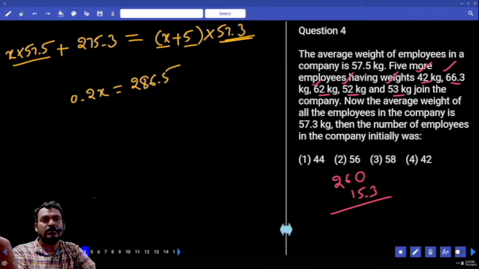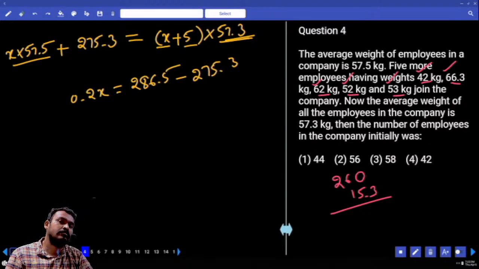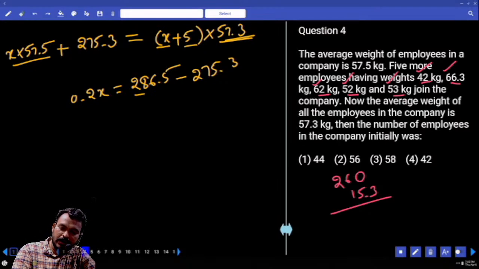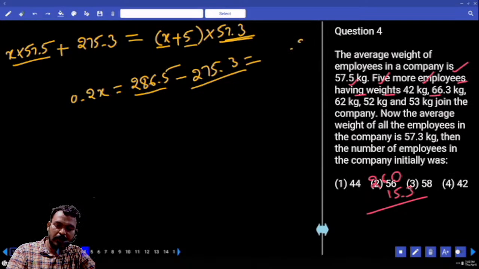560 plus 13 means 280 plus 6.5. In this one we are subtracting how much? 275.3. What is the difference between 286.5 and 275.3? End with 0.2. 6 minus 5, 1. 1.